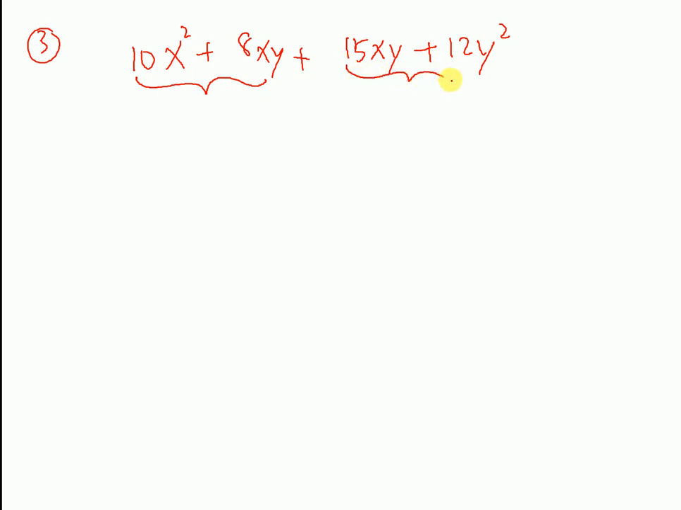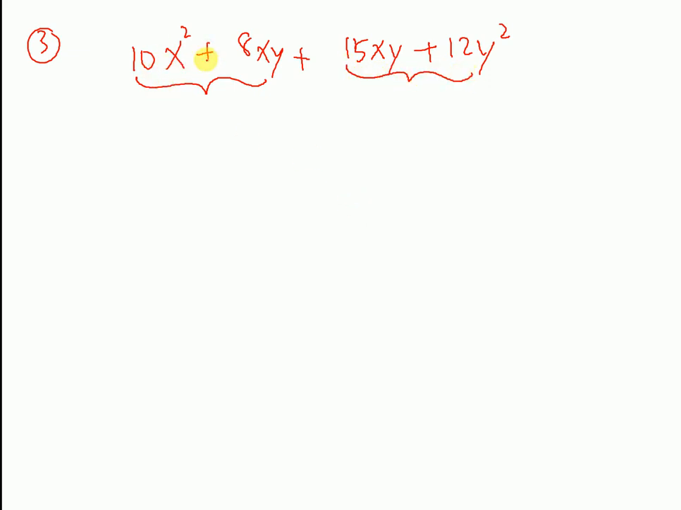Let's move to problem 3. Factor by grouping. Okay, so I have 10x squared plus 8xy plus 15xy plus 12y squared. So factor by grouping. Usually we pick the terms that have a common variable together. So the first two terms we see here, we have x and x, so we can combine them together. The second two terms, we see that they have y and y, so we can group them together. So we group these two and these two together.